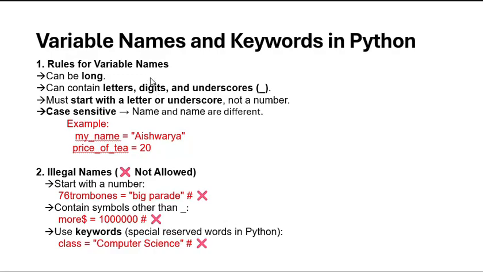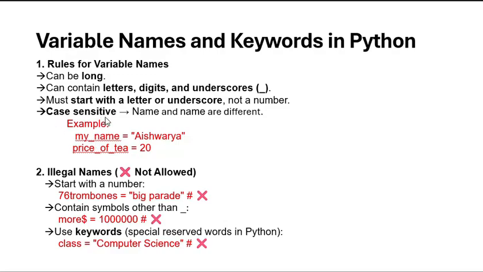Or else you cannot take 1x or 2hi, like that you cannot take. Digits in the sense you have to take the variable name first. Then you can add a number to that, that is value1, value2, like that. And it must start with a letter or underscore. I have told you that it has to start with a letter or underscore, not a number. I told you, right? It shouldn't start with a number.